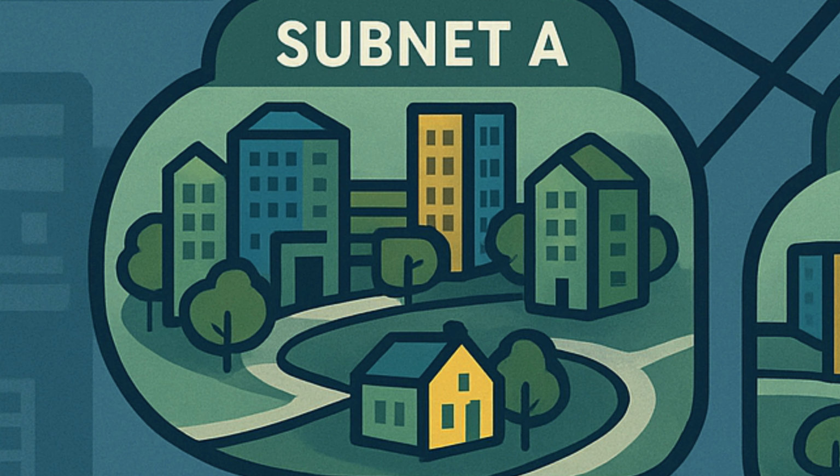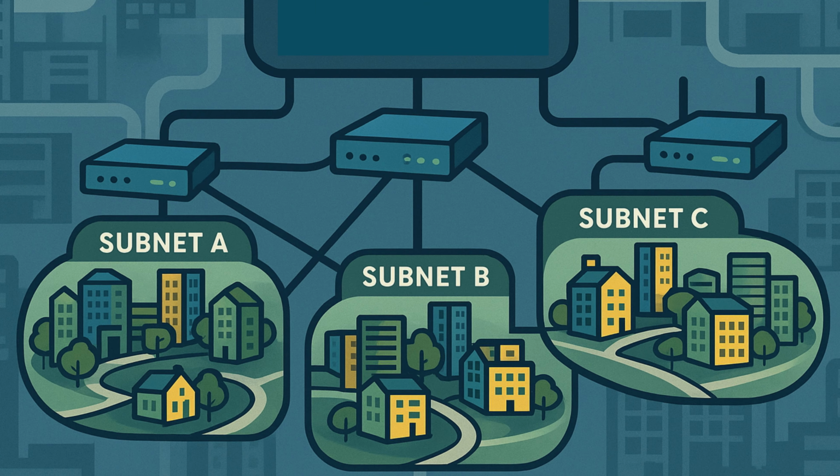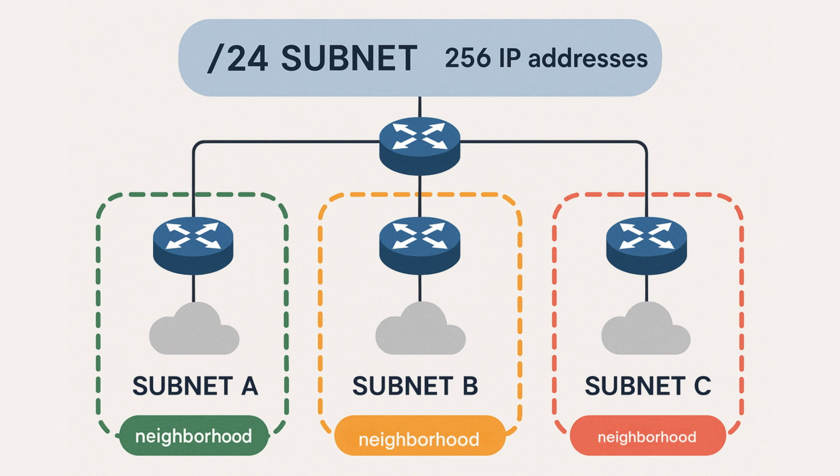Subnetting is like dividing a large city into small districts. It helps organize and isolate traffic within a network. For example, a /24 subnet provides 256 IP addresses. That is more than enough for a small office. Subnetting improves performance and contains security incidents, like limiting how far malware can spread within a network.